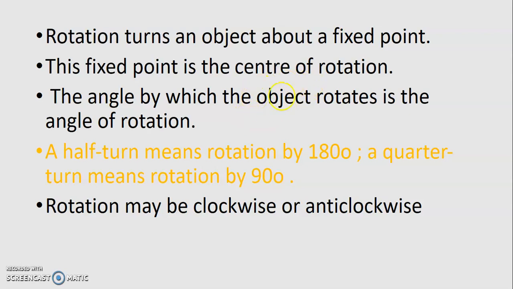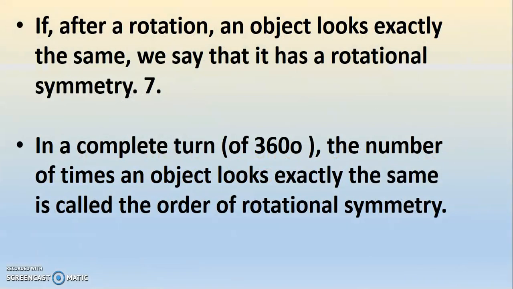Okay, it can be done either in clockwise or anti-clockwise direction. But it is better to always go in anti-clockwise direction or clockwise. Both are okay. If after a rotation an object looks exactly the same, we say that it has a rotational symmetry. What is rotational symmetry? This is the definition for you. After a rotation, if it looks exactly the same, it is called rotational symmetry.